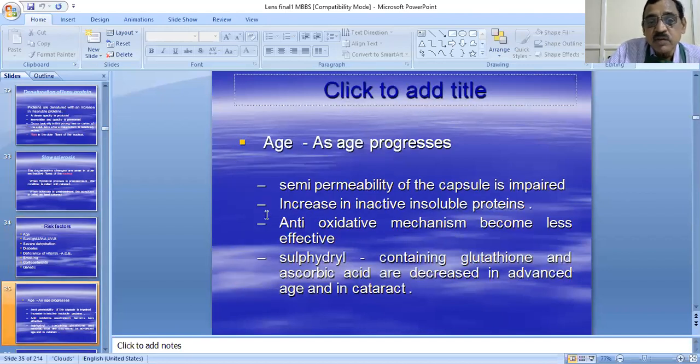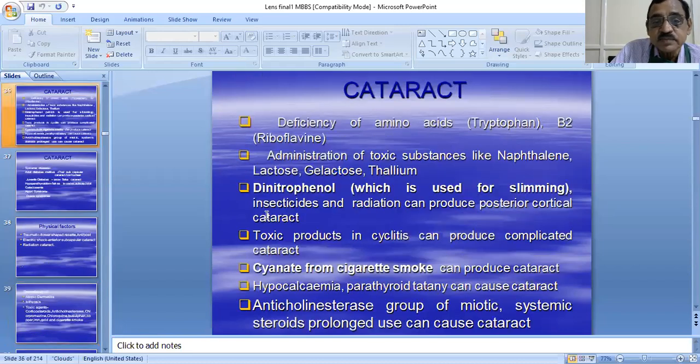As I have already mentioned, with age the semi-permeability of the capsule or the lens is impaired, and there is an increase in insoluble proteins of the lens. Antioxidative mechanisms which help protect the lens from oxidative radicals become less effective. Sulfhydryl-containing glutathione and ascorbic acid are decreased in advanced years and also in cataract.